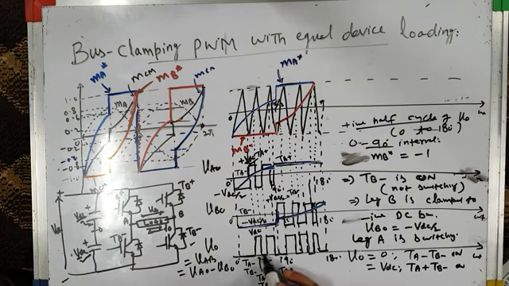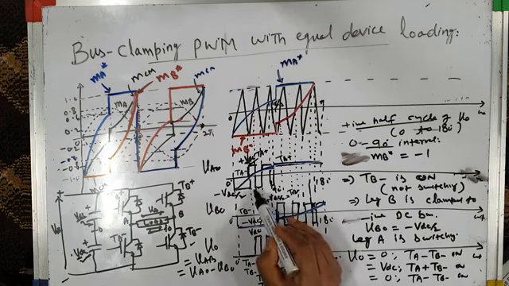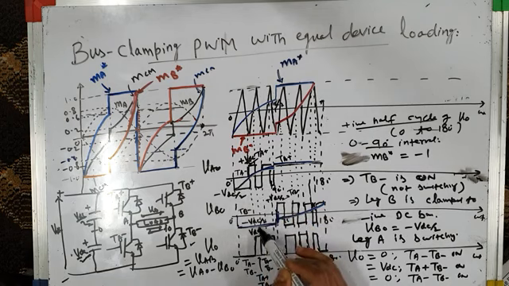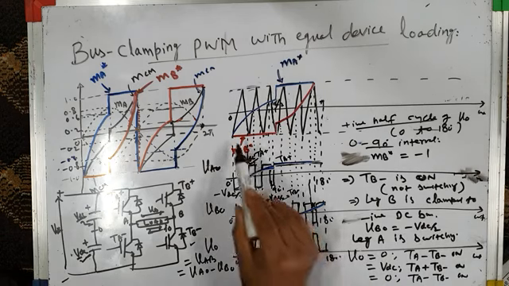And then it is again 0. When it is again 0, then again TA minus and TB minus are on. You can see TA minus on. That makes VAO minus VDC by 2, and TB minus is on throughout the 90 degrees. So then it will repeat. Okay, this is what happens from 0 to 90 degrees.